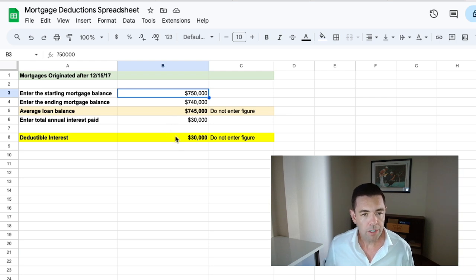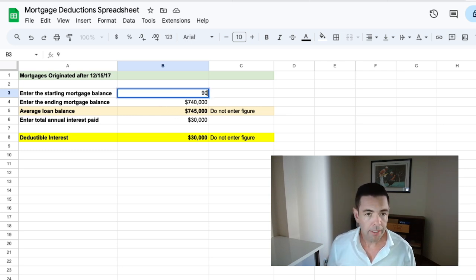How much is deductible? Well, remember how I said there was a limit of $750,000? Since we're under that limit, all of it's deductible. So you can see the same number here on line 8 of my deductible interest matches, because our mortgage balance is under that limit of $750,000. But what if it's higher?